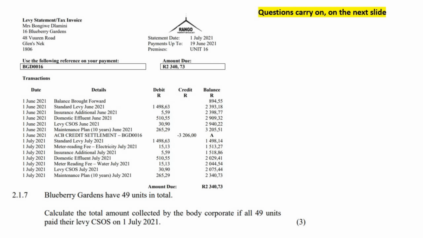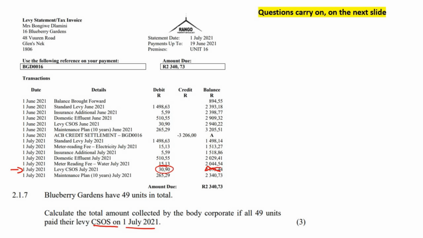This question says that Blueberry Gardens has 49 units in total. Okay, so remember, it's some type of estate, I guess, and there's 49 units in total. It says calculate the total amount collected by the body corporate if all 49 units pay their levy CSOS on 1 July 2021. So I see there is a 1 July 2021, there's a levy CSOS, and how much is it? 30 Rand and 90 cents.